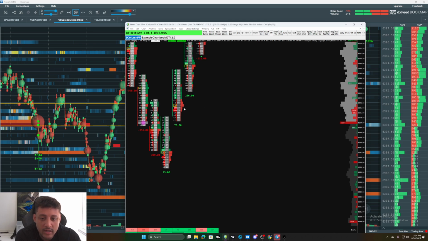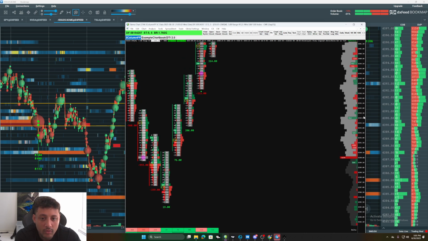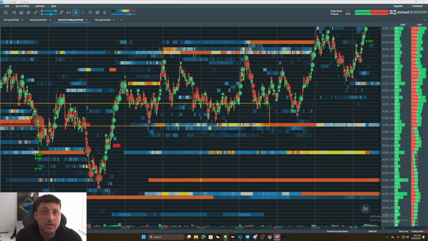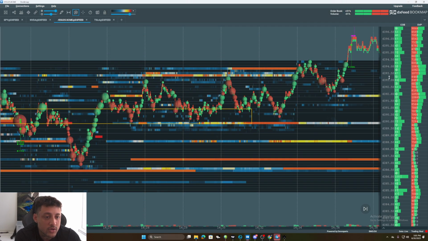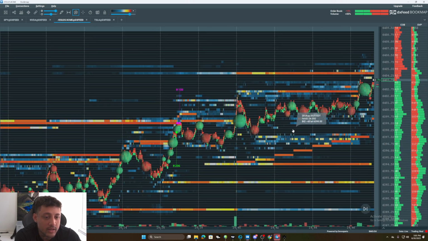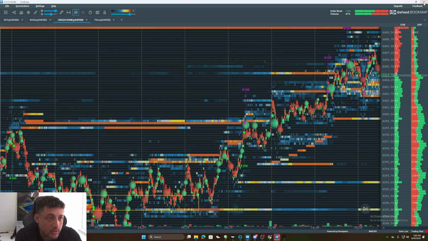So 63.92 is going to be here. You can see all of this negative delta, but yet price is struggling to break out lower. And you guys can see price ended up rallying shortly after that here. So we can even see that rally completely push through with all of this aggressive buying.